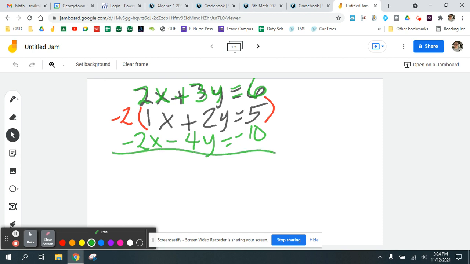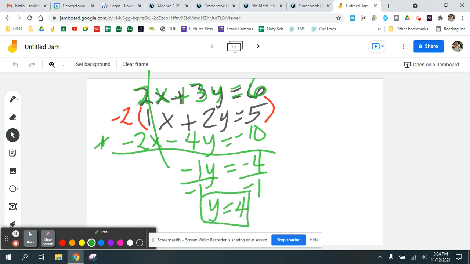2x minus 2x is 0, so those canceled. 3y minus 4y is negative 1y. And 6 minus 10 is negative 4. Now I can't leave it as a negative 1y, so you divide, and you get y equals 4.